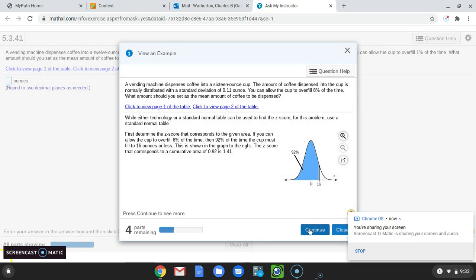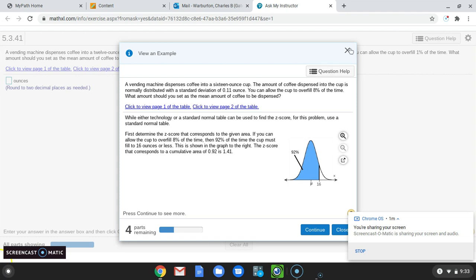But to get the z-score that corresponds to this, we're going to have to find it in the standard normal. So in this case, it overflows 1% of the time. If it overflows 1% of the time, that's this little area right here, which will be 1%. In this example, it's 8%, but in our example, it will be 1%. And then that means that 99% here will be to the left.